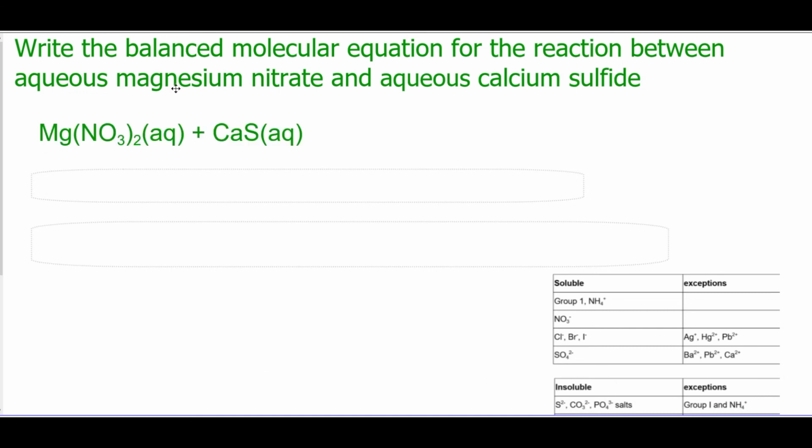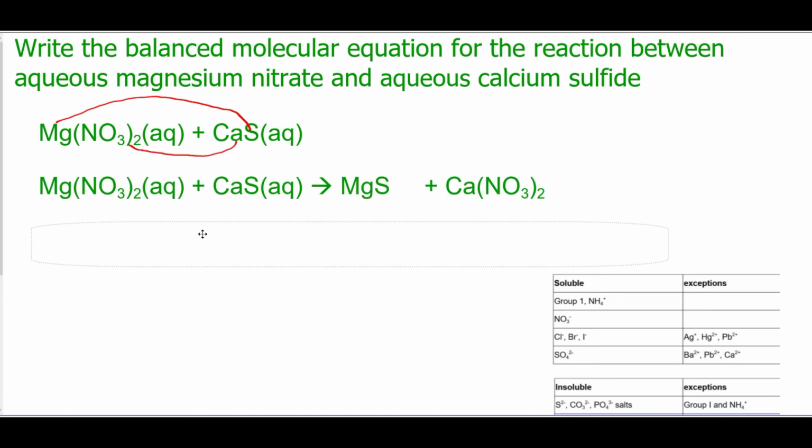So if I want to write magnesium nitrate, I cross and get my formula. I know it's aqueous because it's a reactant. I cross calcium with sulfide, get the formula, also aqueous. Now I want to write the formulas of my products. So pause the video, cross magnesium with sulfide, calcium with nitrate. Next, I need to balance. So I have 1 magnesium, 1 magnesium, 2 nitrates, and 1 calcium. So this equation is balanced as written.